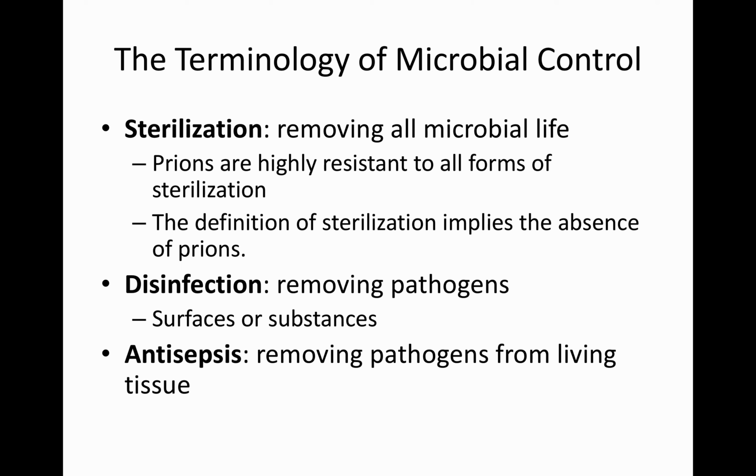This would include what are called prions, which are infectious proteins. These are known to be highly resistant to all forms of sterilization, including autoclaving. The definition of sterilization implies the absence of prions as well as microbes and viruses and fungi. Disinfection would be removing pathogens from surfaces or substances. And then antisepsis would be removing pathogens from living tissue.